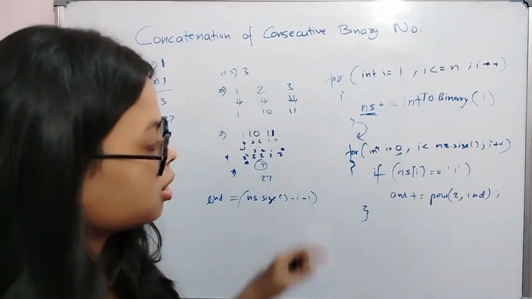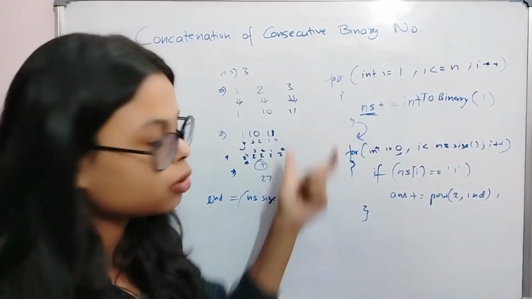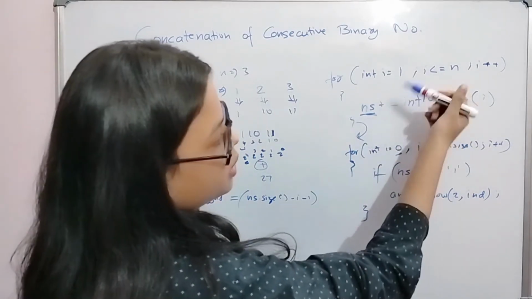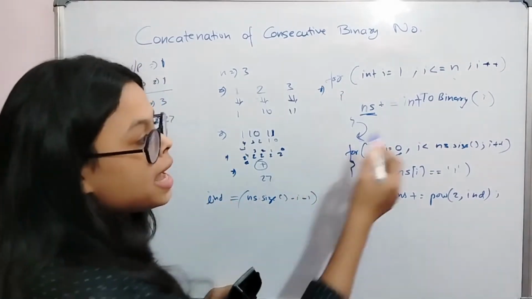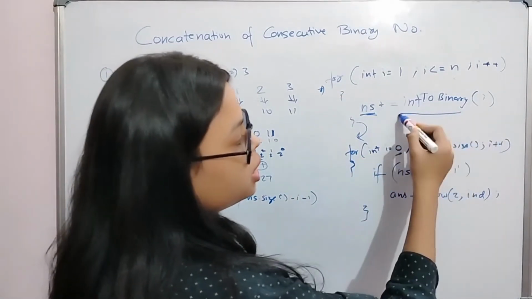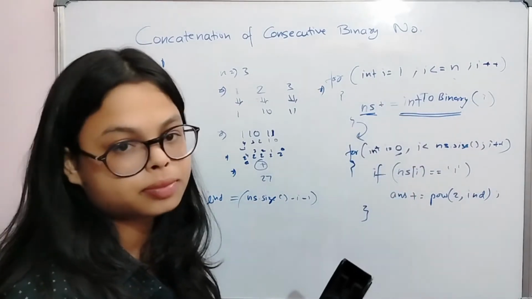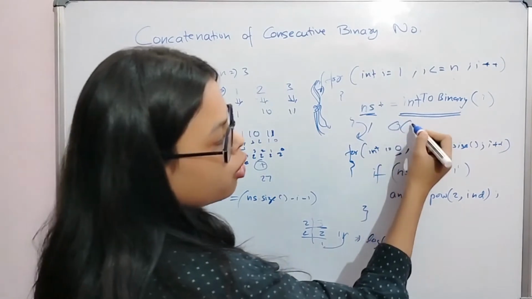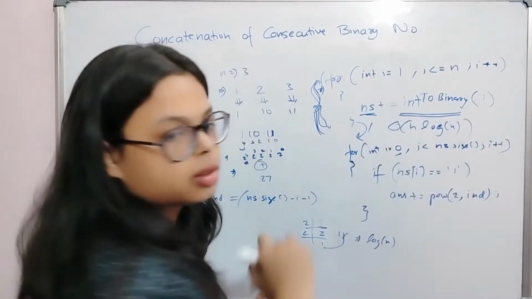But what is the time complexity of this algorithm? The for loop will take O of n, and also converting an integer to binary will take log of n. So this whole loop is taking O of n log n.